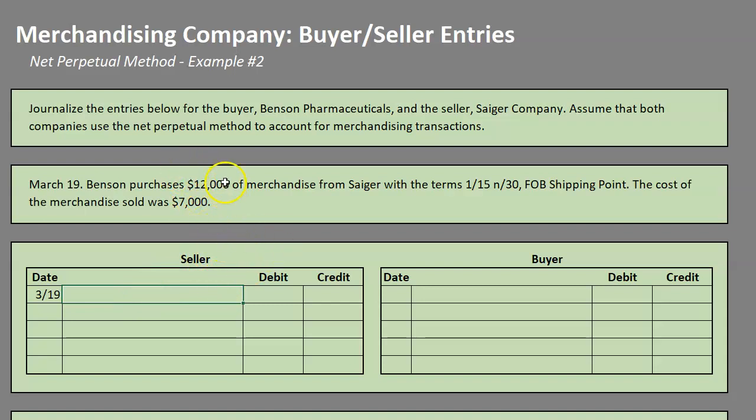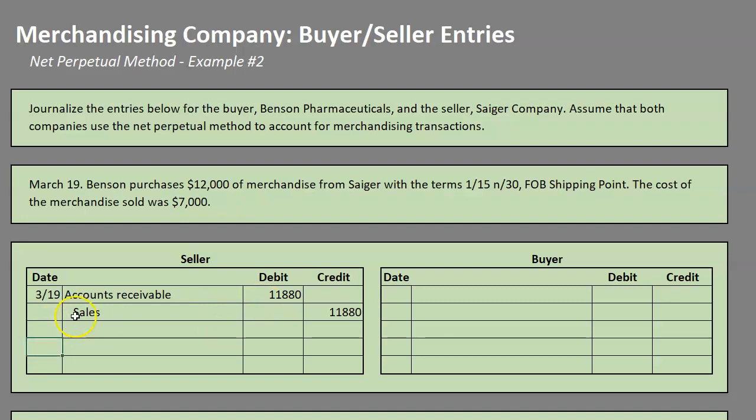So our first entry is going to be to record the sales price. Since this was a sale on account, due to these credit terms, we're going to be debiting accounts receivable, an asset, to make it go up. The amount that we're debiting it for is going to be $12,000 times 99%, because there's going to be a 1% discount allotted here. And then we will be crediting sales to record that this company had a sale.